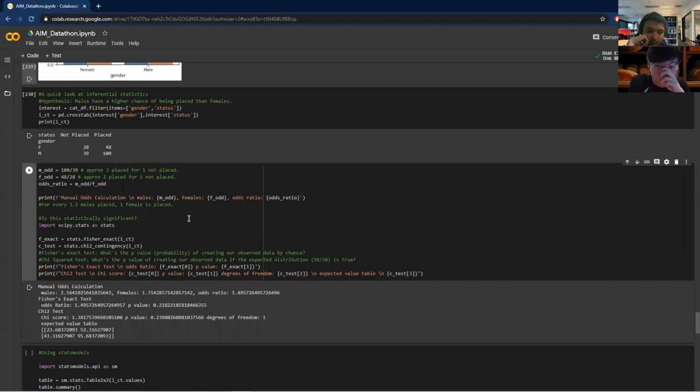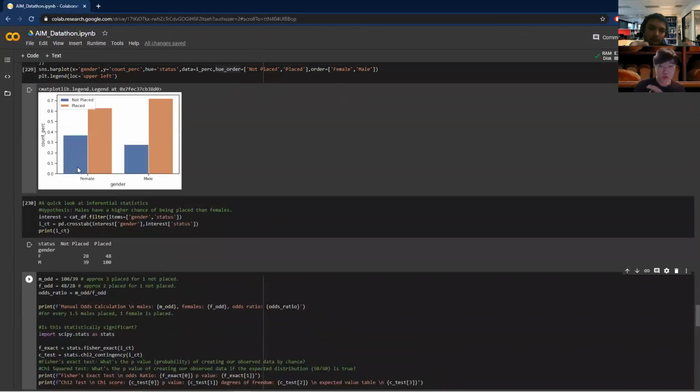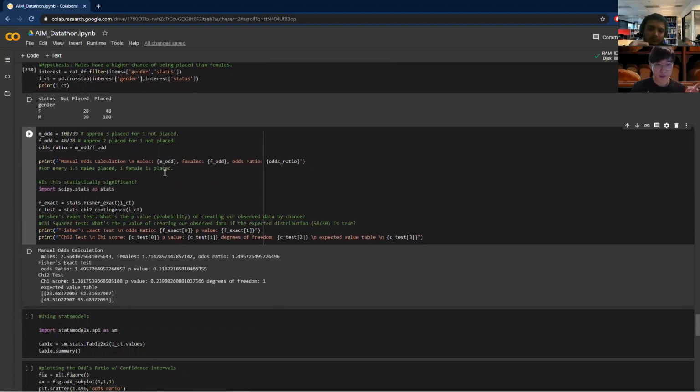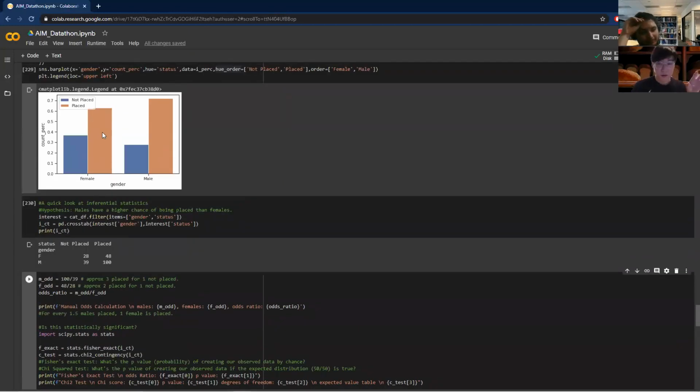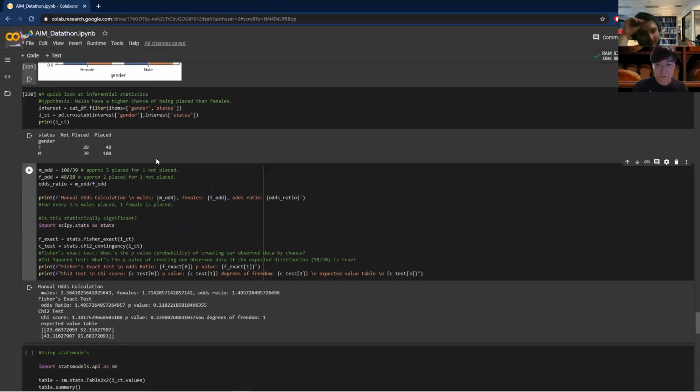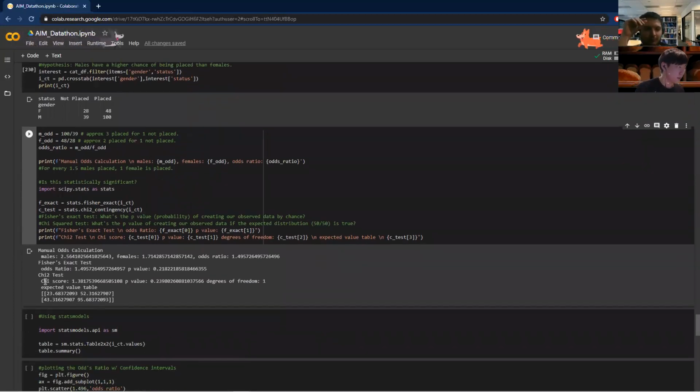For categorical variables, I don't know if people have done statistics here, but there are three tests, and we're only going to look at two very quickly that people use. One's called Fisher's exact test, and that only works if you're comparing categorical variables that have two categories in each group. Like here, there are two genders and two outcomes, placed or not placed. If that's the case, you can do Fisher's exact test to see whether the groups are different. And then there's another one called the chi-square test.